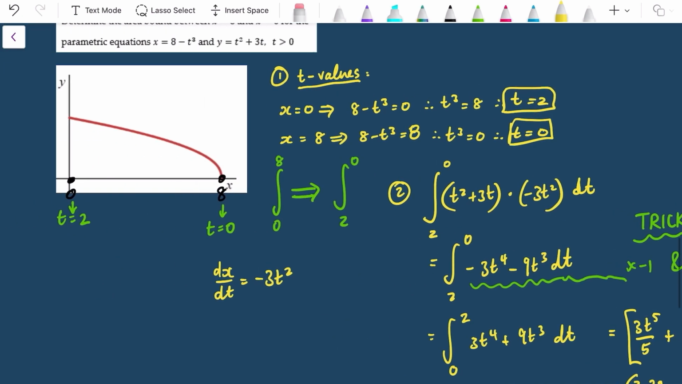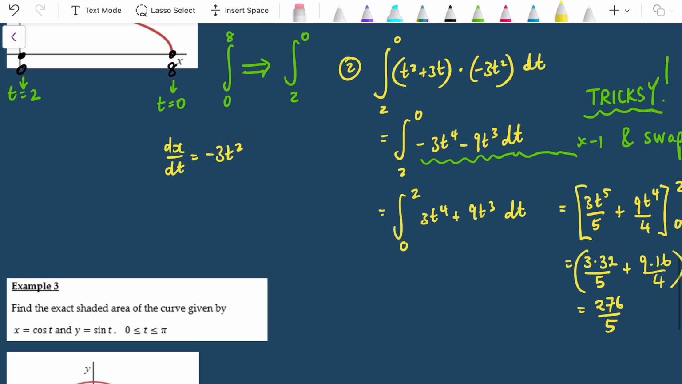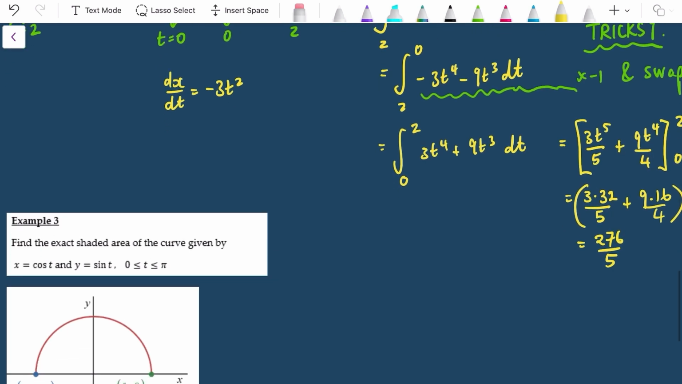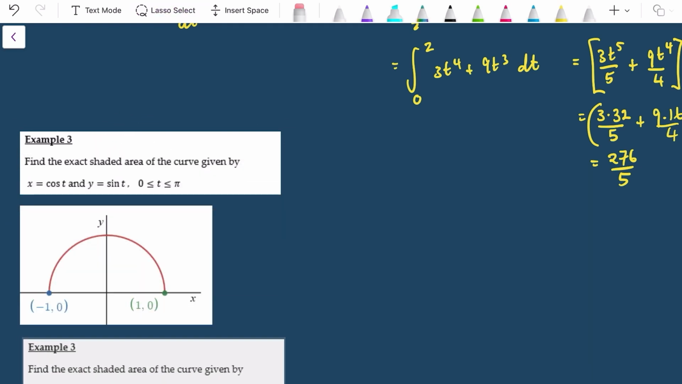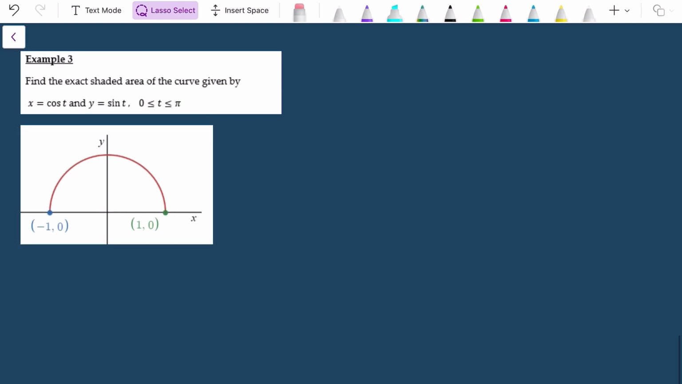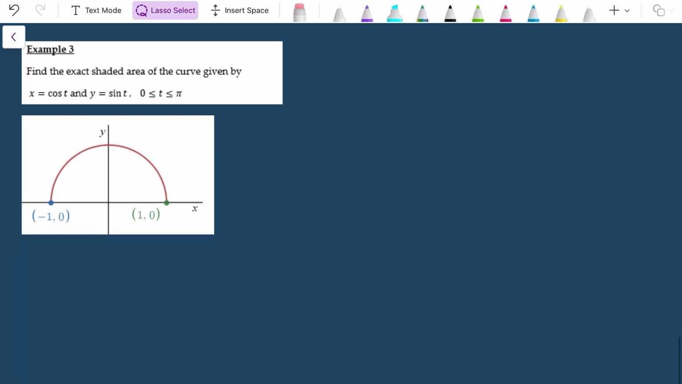Okay, right, let's move on to the very last example. Just going to move this down a little bit. Here we go. Example 3 says, find the exact shaded area of the curve given by x equals cos t and y equals sine t, and we're in radians, t is between pi and 0.